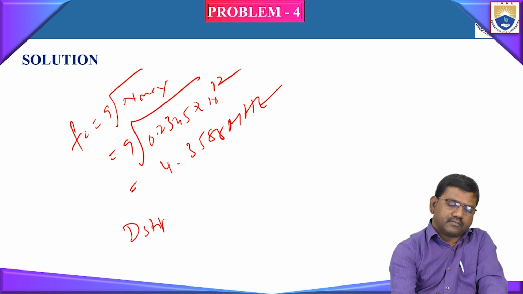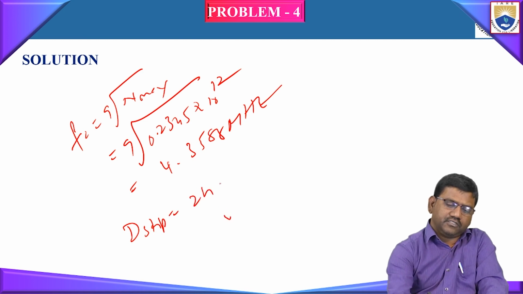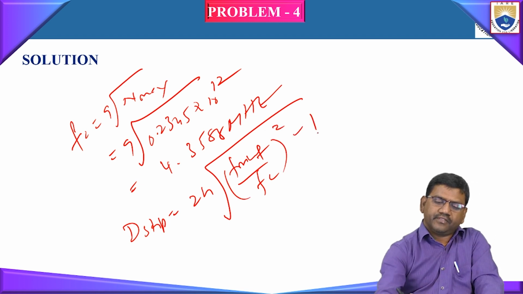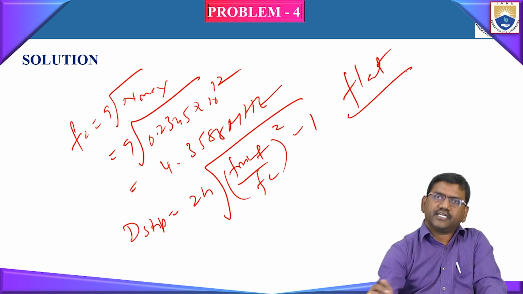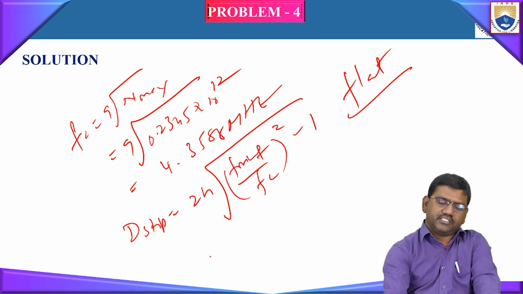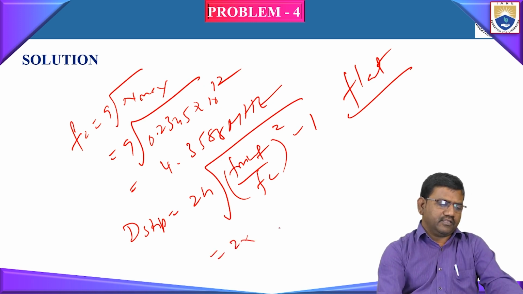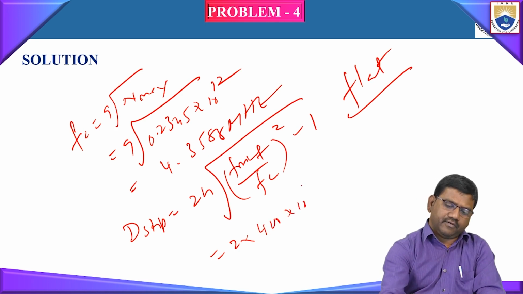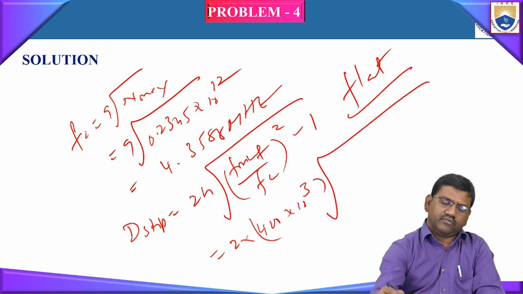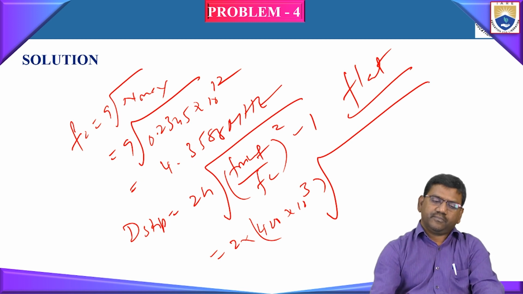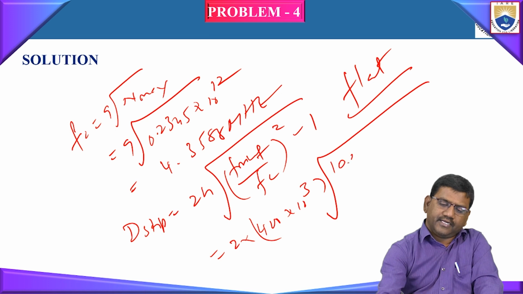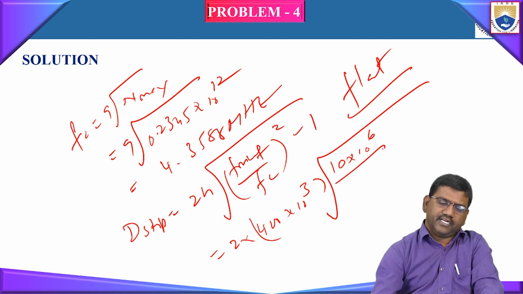Now based upon the fc value, we should find out the value of d skip. D skip is equal to 2h into root of (f muf by fc) whole square minus 1. This is the condition for flat earth. So d skip is equal to 2 into, we got the value of h as 400 into 10 power 3 meters, 400 kilometers. The value of f muf is equal to 10 into 10 power 6. It is given in the data.